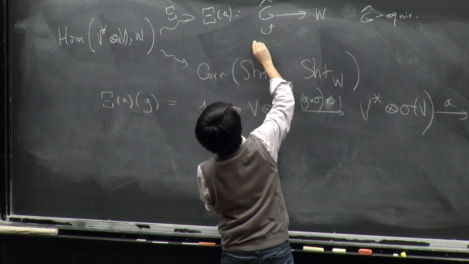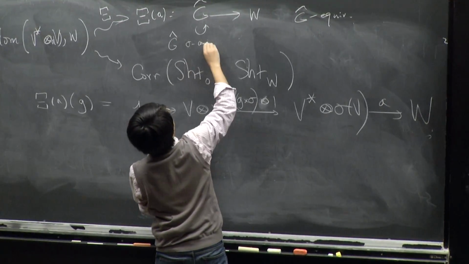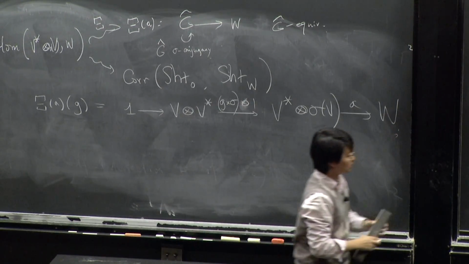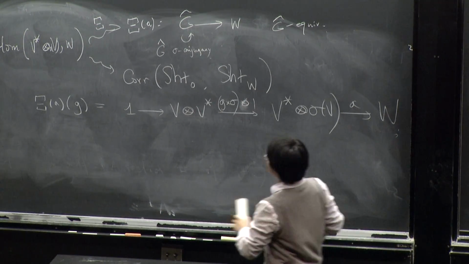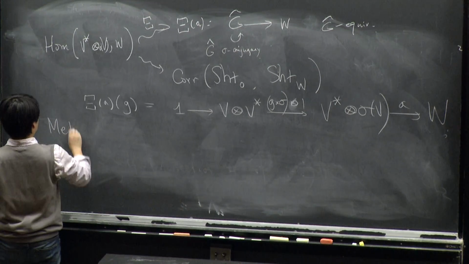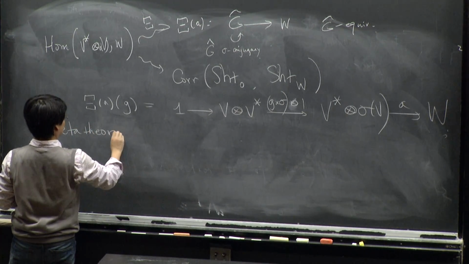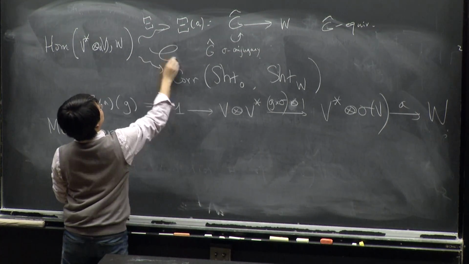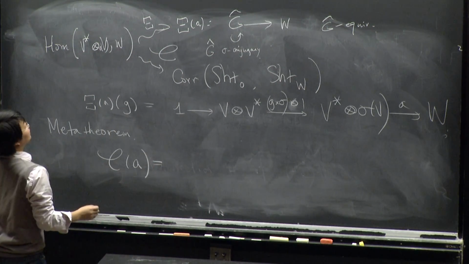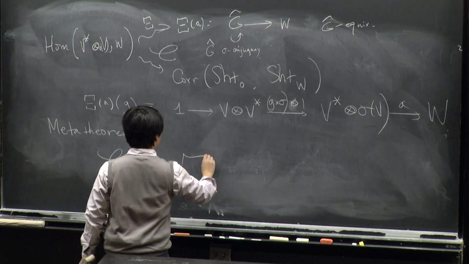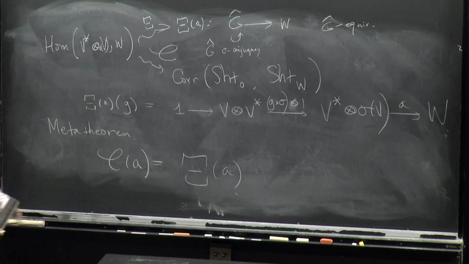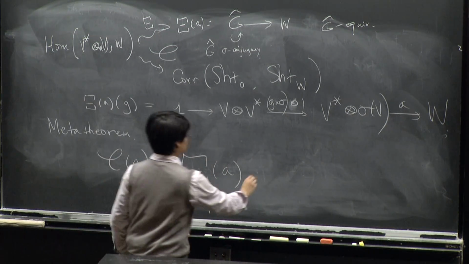Okay. So in fact, this is a G hat equivariant map from G hat to W. Here G hat acts on the source by sigma conjugacy, and G hat acts on W because W is a representation of G hat. Okay, so here's the meta theorem. Let me denote this by C. This correspondence A is in fact given by this function.